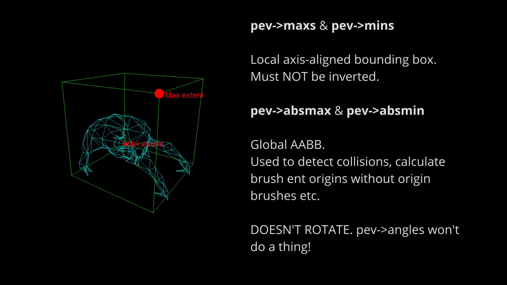pev->maxs and pev->mins are the dimensions of the entity's bounding box. It has an absolute variant as well, pev->absmax and pev->absmin. These are used for various things like determining the center of a brush entity without origin brushes or collision. The bounding box is axis aligned, which means it cannot rotate.